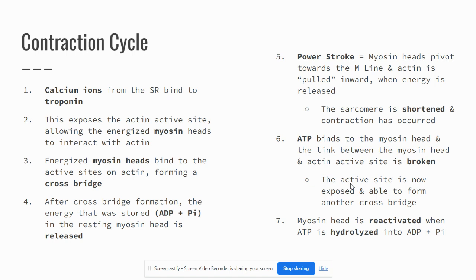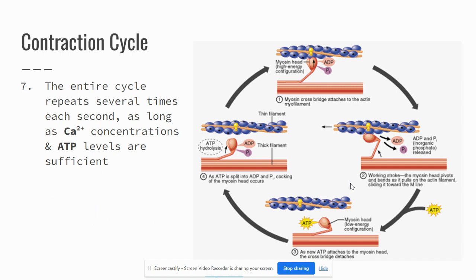Okay, so once that myosin head is pivoted as far as it can go, if there's enough energy, and if there's ATP available, it will come and bind to that myosin head. And again, through hydrolysis of that ATP, that myosin head is able to reactivate. So that myosin head reactivates and is re-energized, and the entire cycle repeats several times, and it'll continue as long as there are available calcium ions and ATP levels.